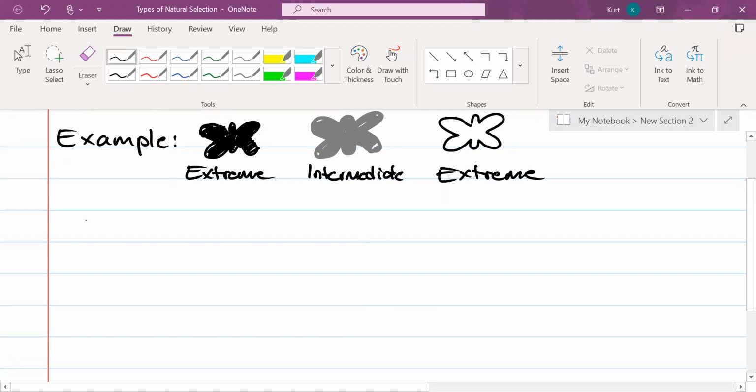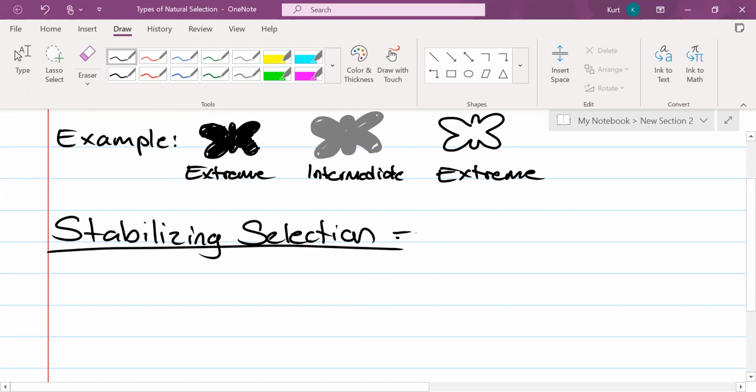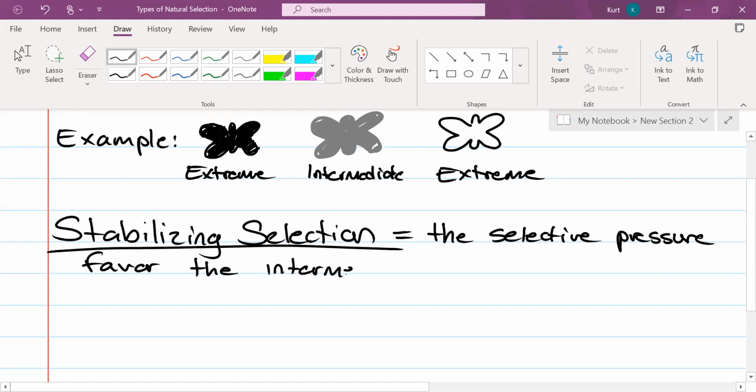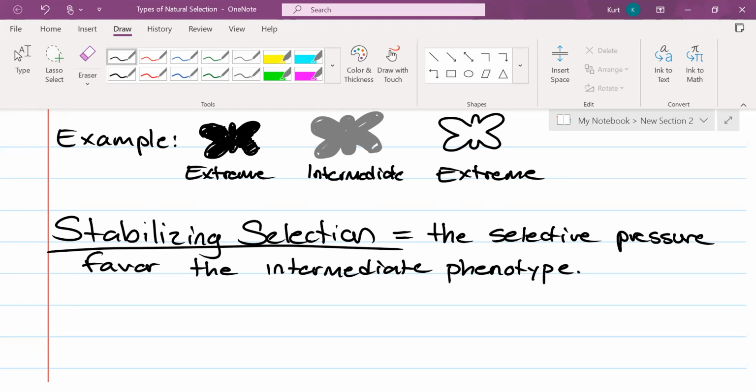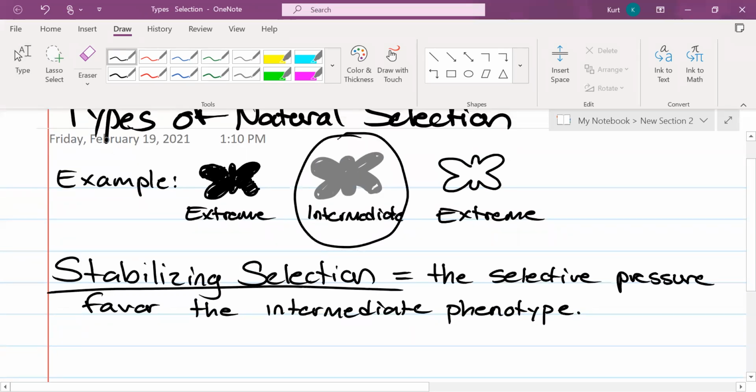Okay, the first type of natural selection is called stabilizing selection. In stabilizing selection, the selective pressures favor the intermediate phenotype. This means that individuals that are the intermediate phenotype are the most biologically fit in this particular environment. They had the best chance to reproduce. They had the best chance to produce offspring. That is the definition of being biologically fit. You can make it to reproductive age and reproduce. And in a stabilizing selection pattern, the gray moths would be the best.